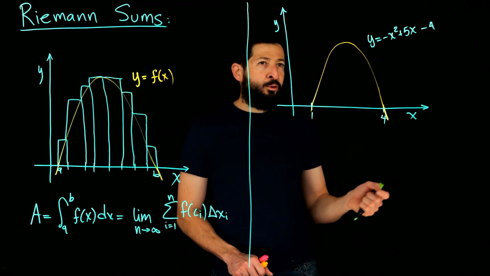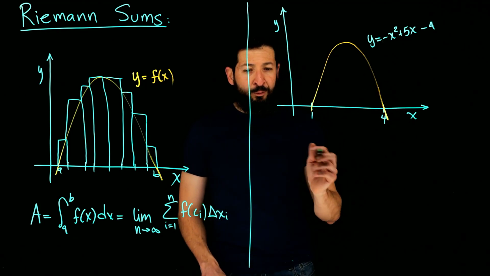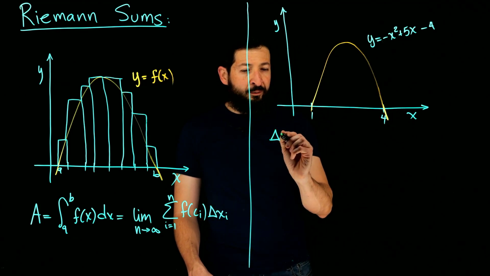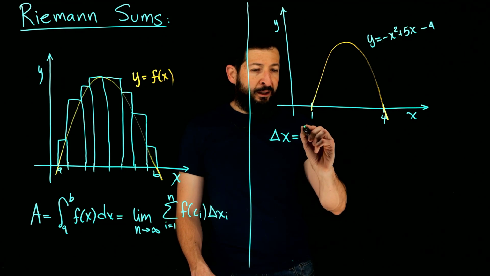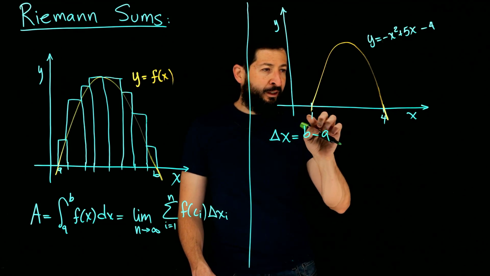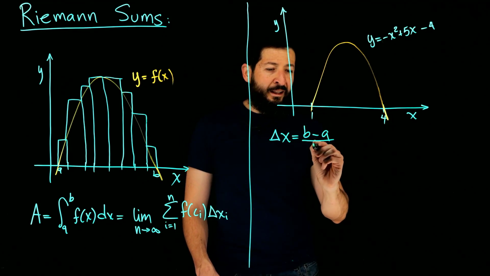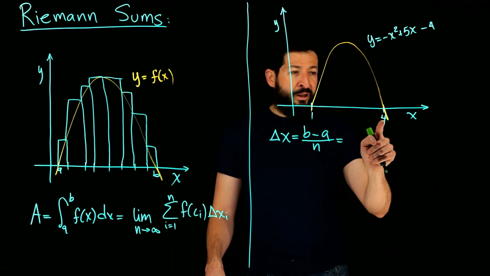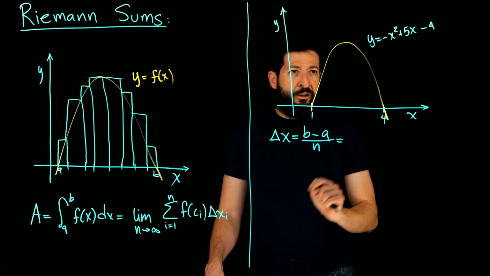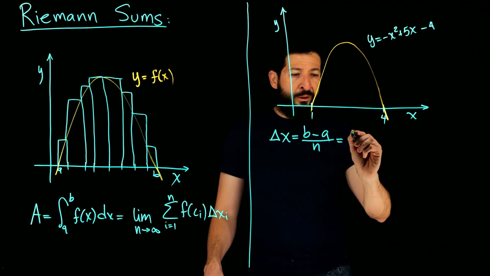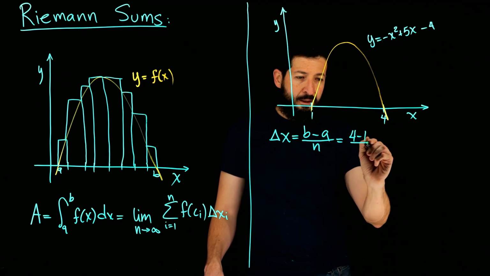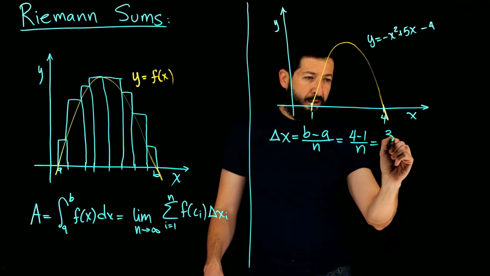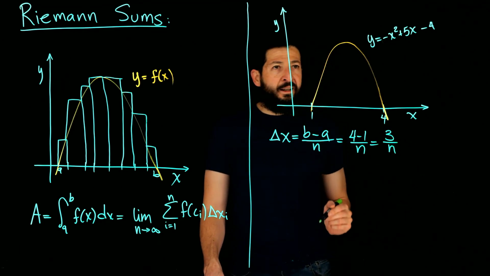So how many subintervals do I want? I want n subintervals. So what is going to be the width of these subintervals? It's going to be b minus a, which is the length of the interval, over n subintervals that I'm going to partition into. Now b is going to be 4, a is going to be 1, so 4 minus 1 is going to be 3 over n. And that's my delta x.